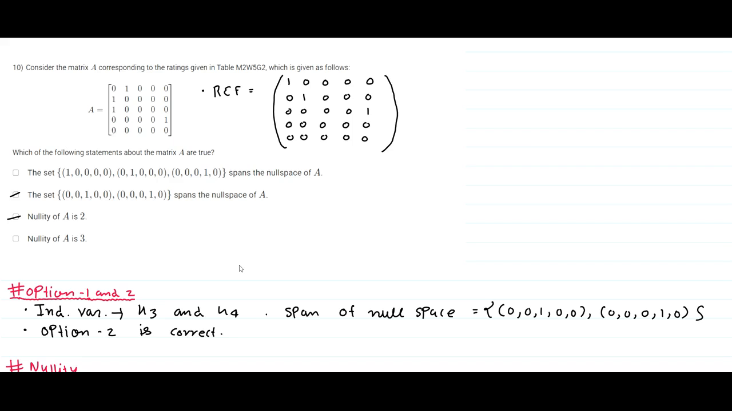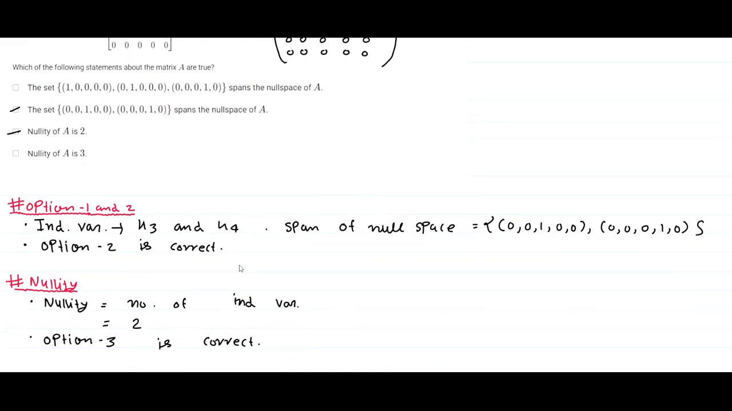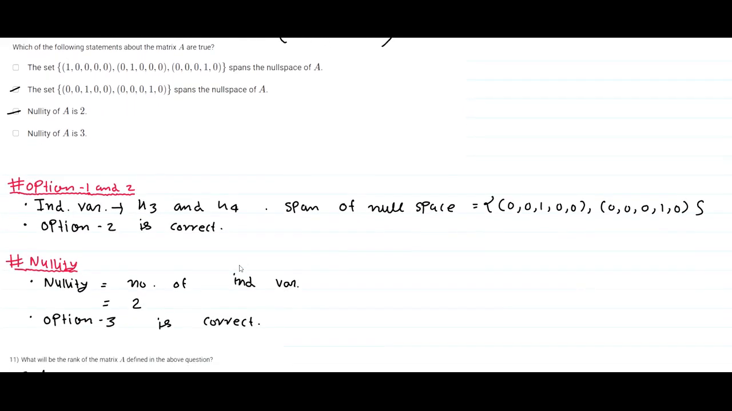Now the first 2 options ask about the basis of the null space. We know that the basis of a null space is spanned by the independent variables, and here there are only 2 independent variables, x3 and x4.